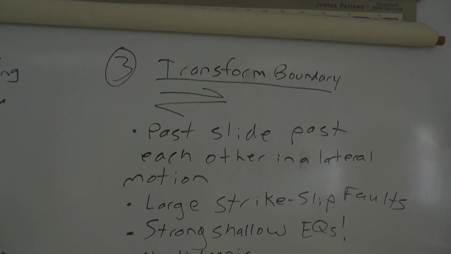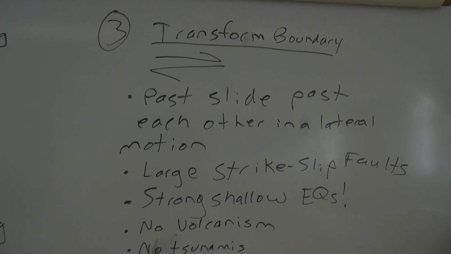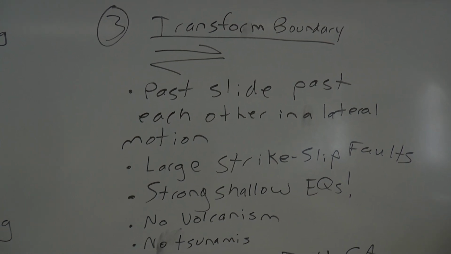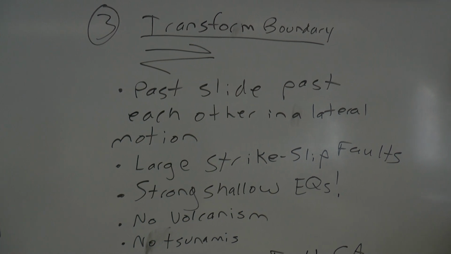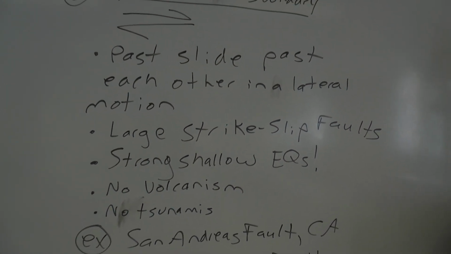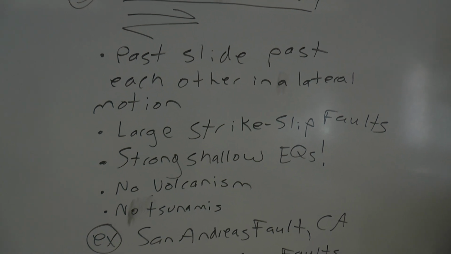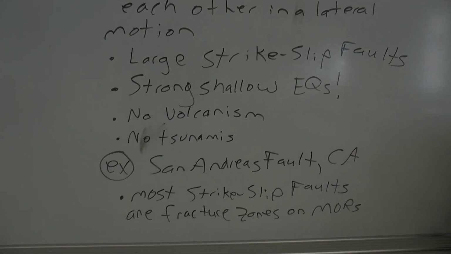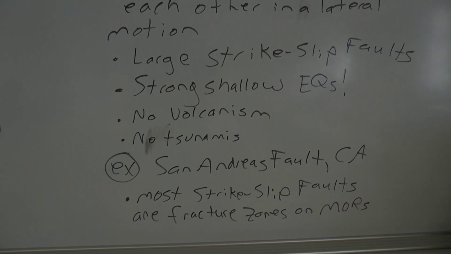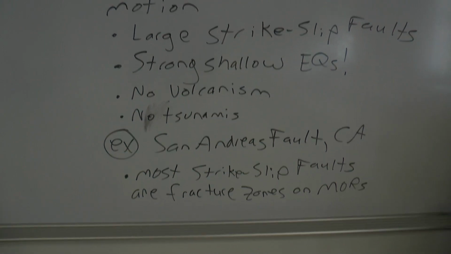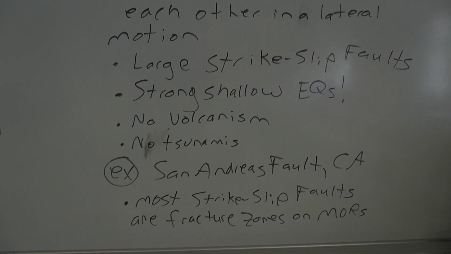The transform boundary, what happens here is you have two plates that are going to slide past each other in what we refer to as a lateral motion, which just means side to side, just as those arrows are drawn. So what do we find here? Large strike-slip faults. The most famous large strike-slip fault that is a transform boundary is, of course, the San Andreas Fault in California. So what are we going to have in a place like this? We are going to have strong, shallow earthquakes, for sure.